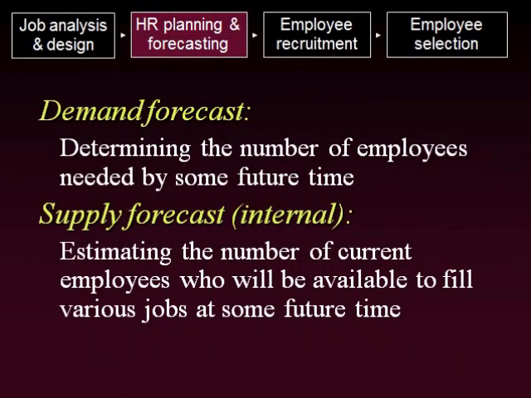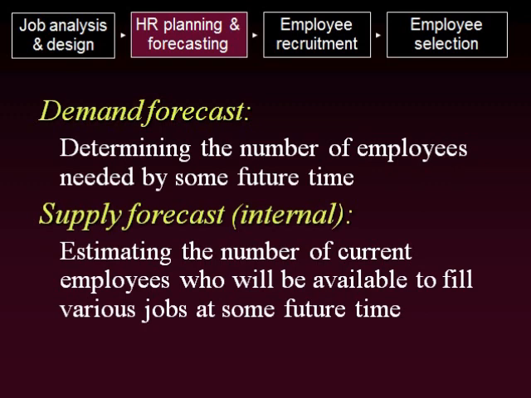Human resource planning and forecasting includes demand forecast. This means trying to figure out the number of employees needed by some future time. And then there's supply forecast, which is internal. This includes estimating the number of current employees who will be available to fill various jobs at some time in the future. This may seem like a fairly simple process, but it can be very tricky, especially depending on the industry that you're working in.